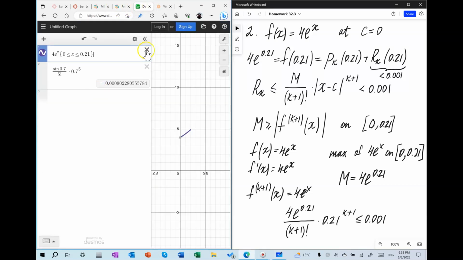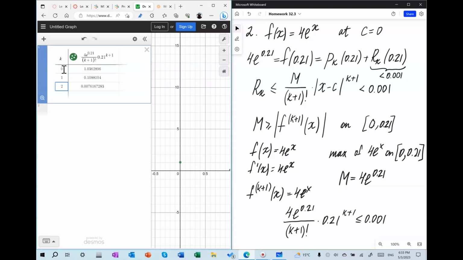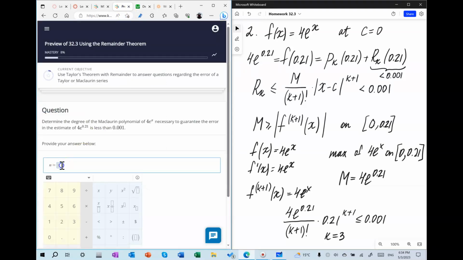So let's use Desmos for that. We're going to create a table of inputs and outputs. Here we have k, and here we have 4e to the power 0.21 divided by k plus 1 factorial times 0.21 to the power k plus 1. And when k is equal to 0, we get that, so it looks like k is equal to 3. This is when we can satisfy this inequality. So we're going to answer 3.